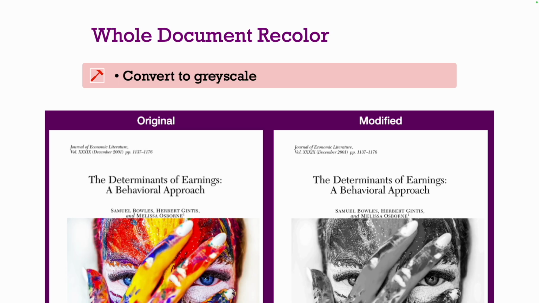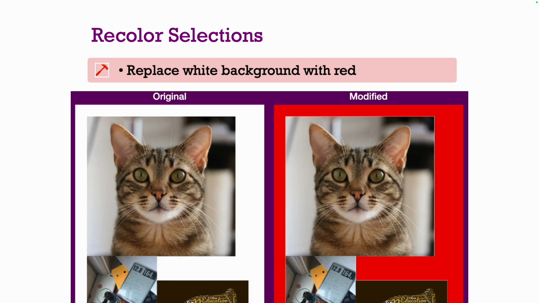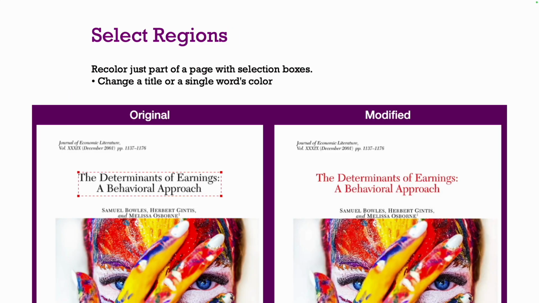What if we wanted to change it to grayscale? That's possible too. What if we wanted to just select, say, a white background color and change it to red? Well, that's possible. Or if we wanted to change individual words or sentences or sections, here we've changed the black title on the left to red on the right.